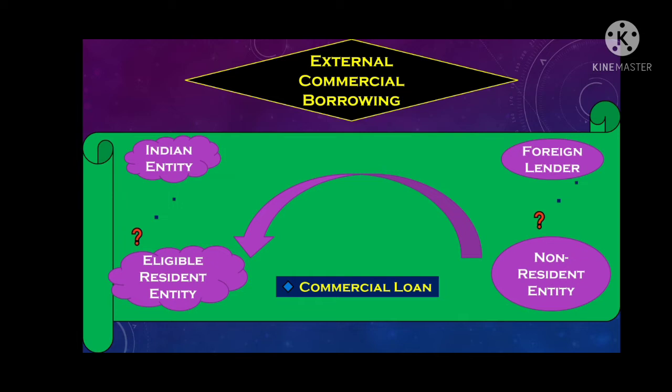So if I want to say it in a simple or easier way, then I can say that external commercial borrowing is basically that commercial loan wherein the Indian entity is borrowing funds from outside the territory of its country, right? From a foreign lender. That is called external commercial borrowing.